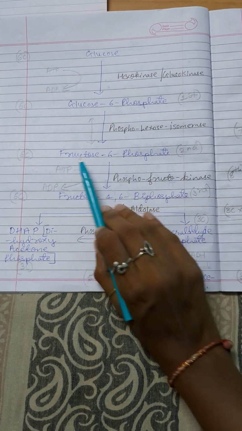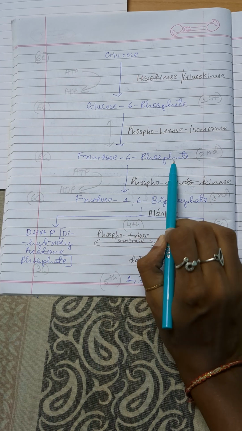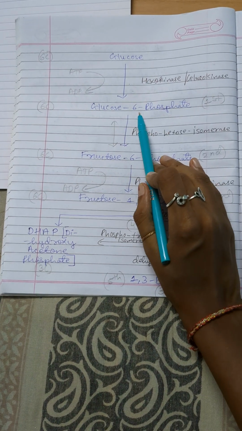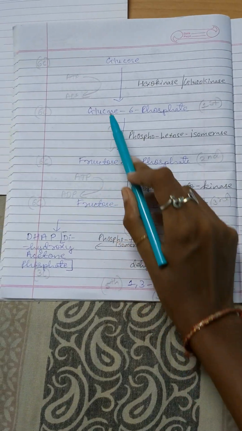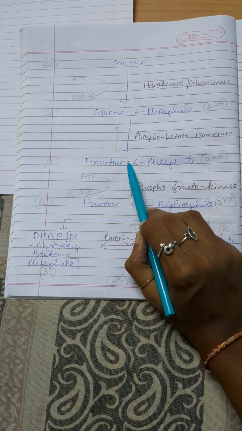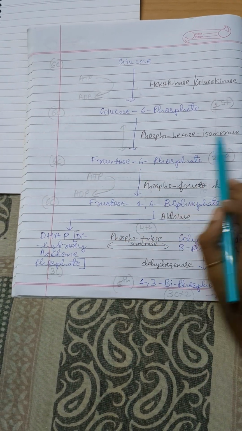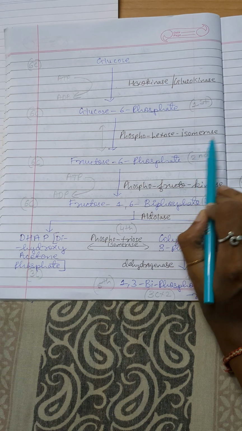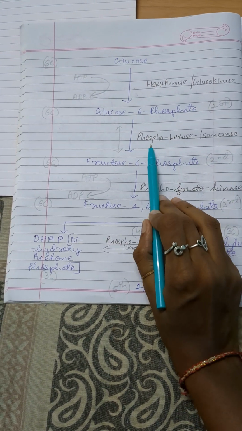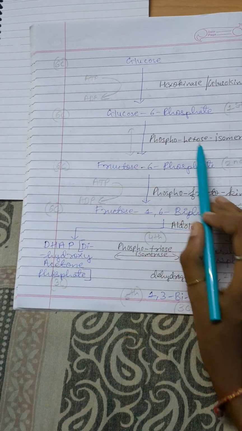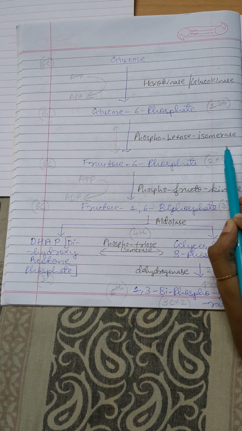Now in the next step, fructose 6-phosphate is formed. Glucose 6-phosphate is converted to fructose 6-phosphate. Glucose and fructose are isomers of each other, so the enzyme is named isomerase: phosphohexose isomerase. Phospho represents the phosphate group, hexose means 6 carbon, and isomerase, because glucose and fructose are isomers of each other.